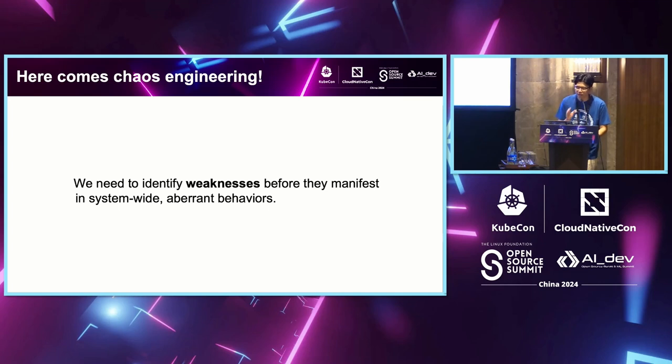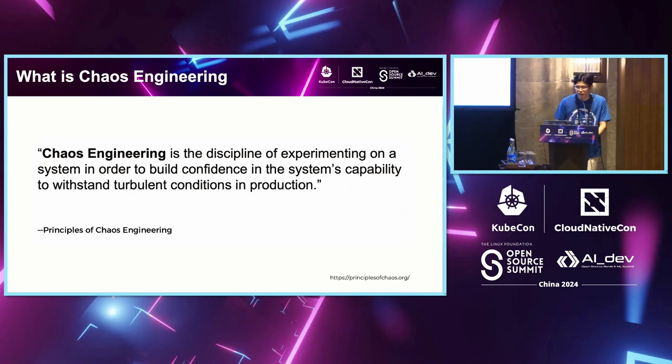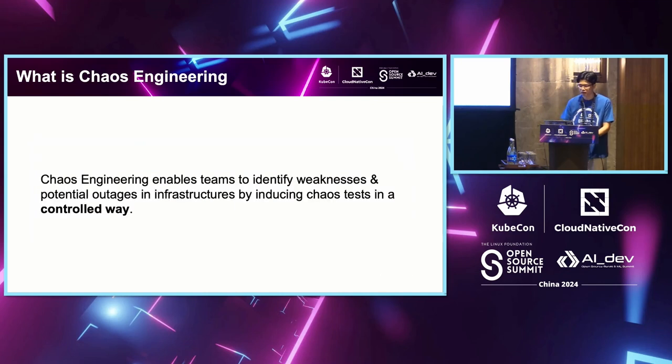So we need to identify weaknesses before they manifest in system-wide aberrant behavior, which is why we need to introduce chaos engineering. So what is chaos engineering? It's a practice where we deliberately break our systems to ensure that they can withstand unexpected disruptions. This involves formulating a hypothesis, injecting chaos, and observing the application's resilience. Chaos engineering enables teams to identify weaknesses and potential outages in infrastructure by inducing chaos in a controlled way.